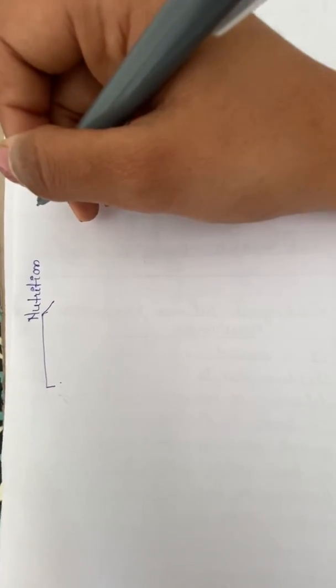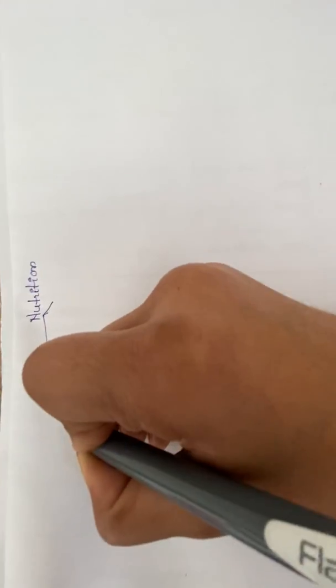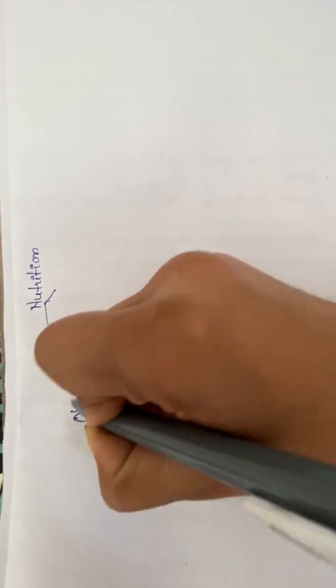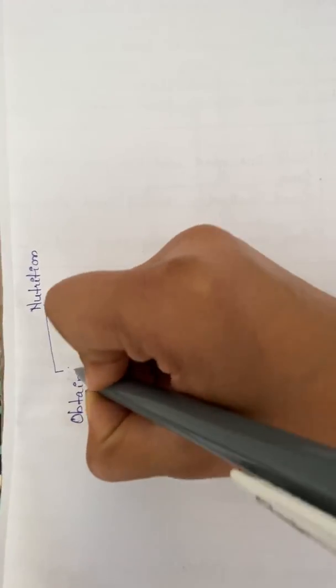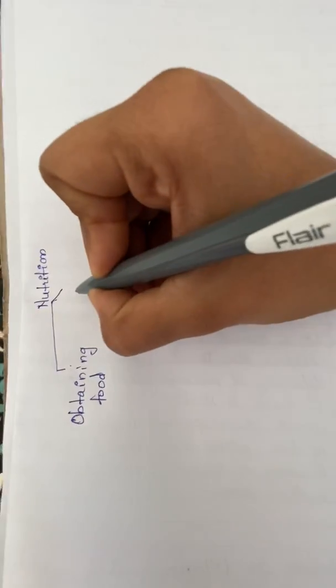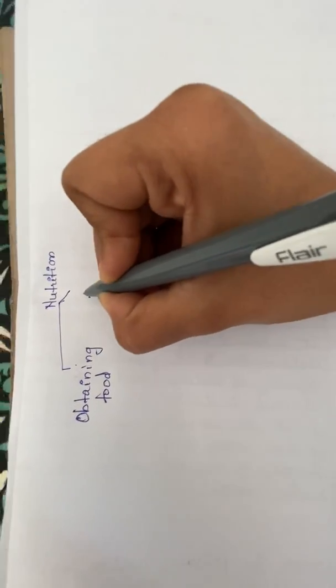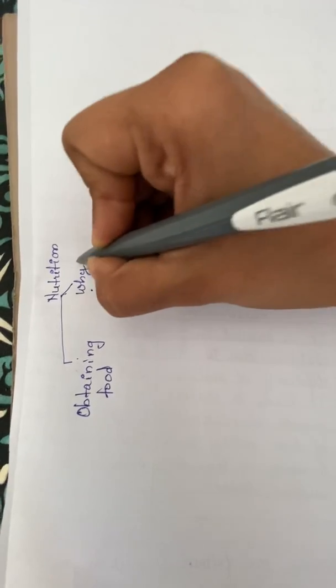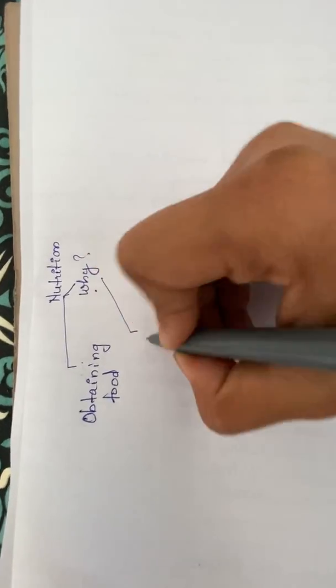Nutrition. What is nutrition, children? It is a process by which you obtain food. So it is a process of obtaining food by living organisms. Now you know why living organisms need food. Why do organisms need food?